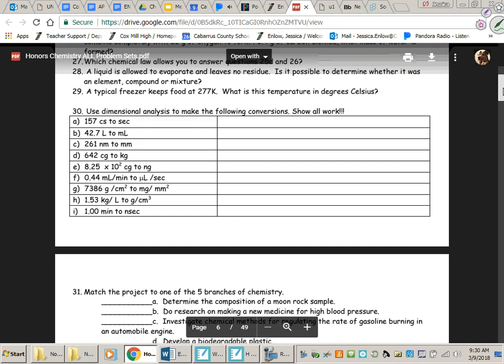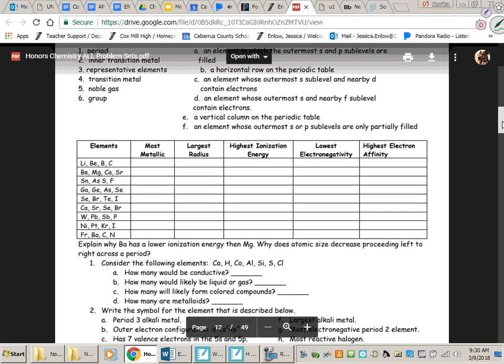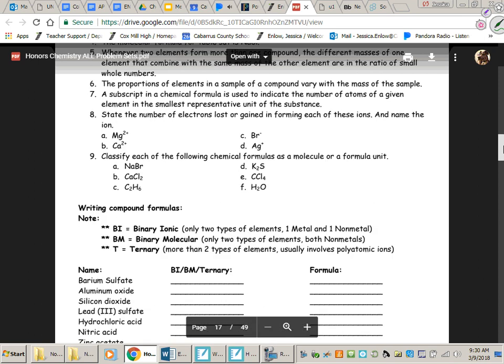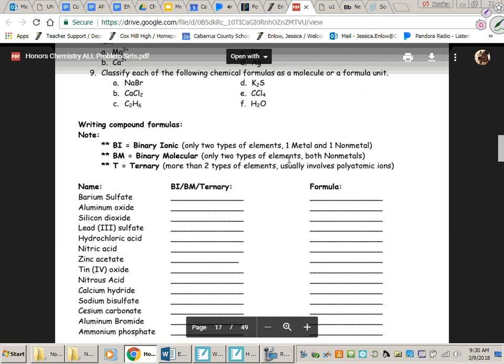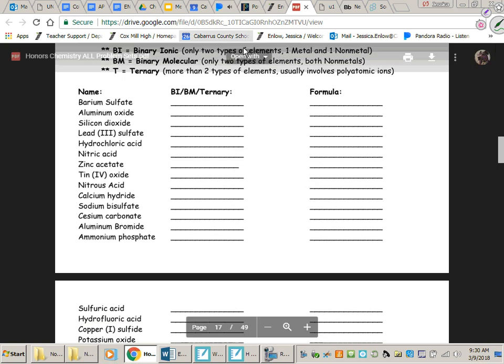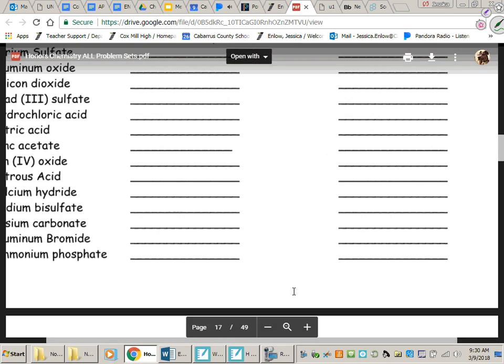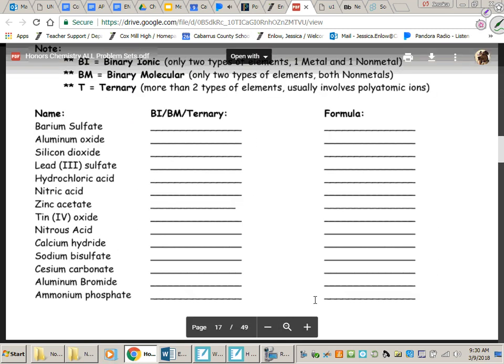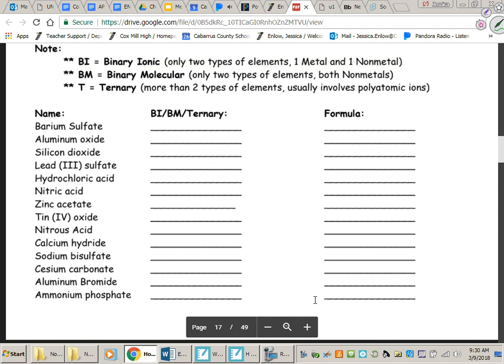If you printed your PS9, I got you. If you printed your PS9, yes, you might not have needed the computer, but I thought I would at least let you see it if you needed it. So, I'm going to page 17. Page 17 on that big, huge document.